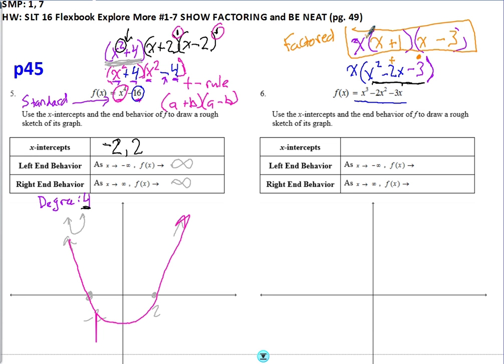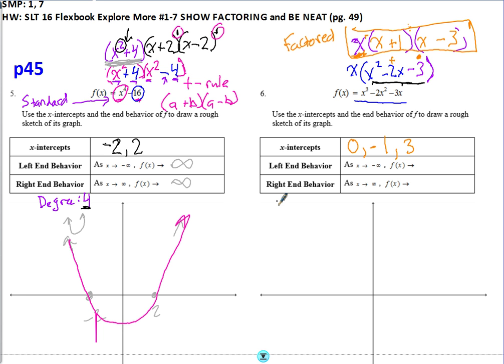To find our x-intercepts, since there's an x out front by itself, we know one of them is 0, because to make x 0, we just plug in 0. To make x plus 1 equal 0, we'd plug in negative 1. To make x minus 3 equal 0, we would plug in 3. So those are our 3 x-intercepts, and they all happen to have a multiplicity of 1.